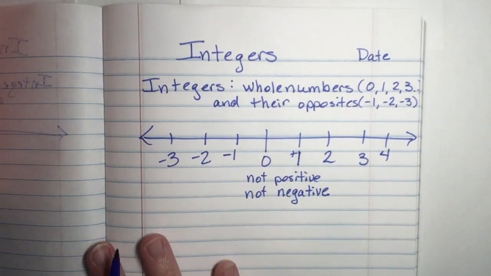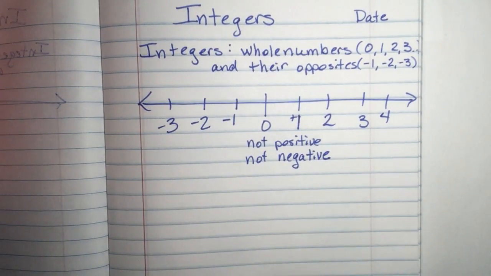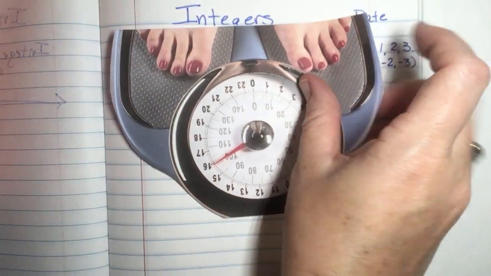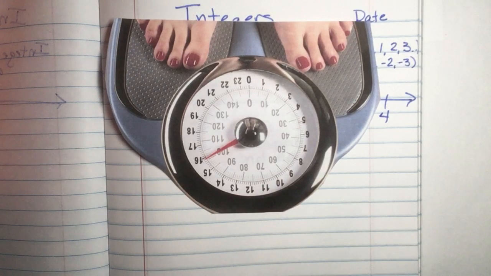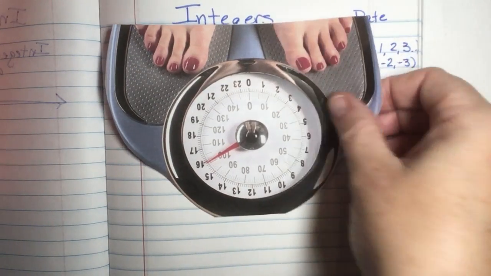Okay, so let's talk a little bit about where we see integers. Well, a lot of times, negative numbers and positive numbers are used to describe change. So I am on a diet, and if I lose weight, that would be a negative. So if I lose 10 pounds, that would be a negative 10, representing how much weight I lost.